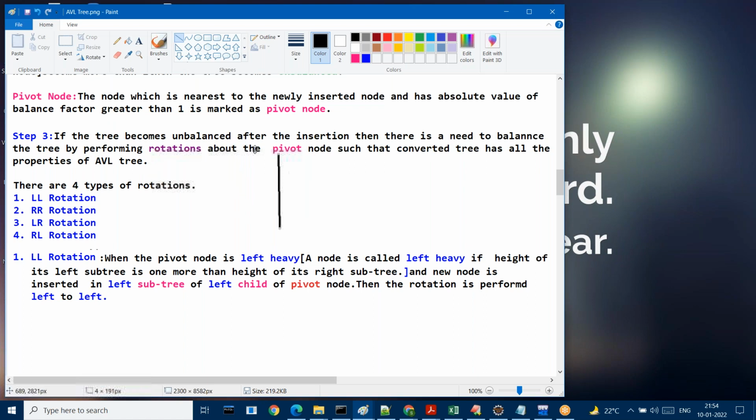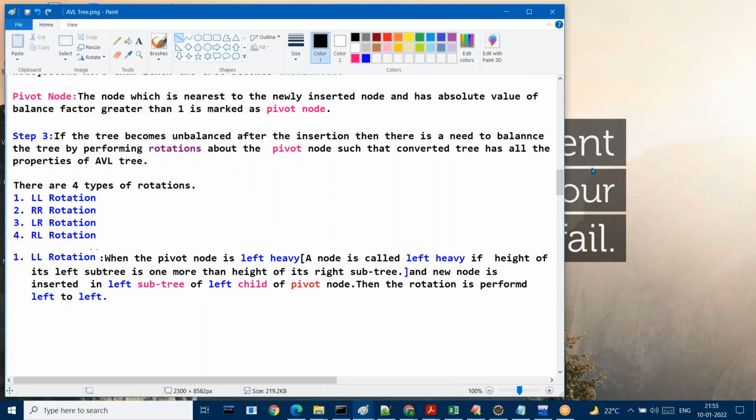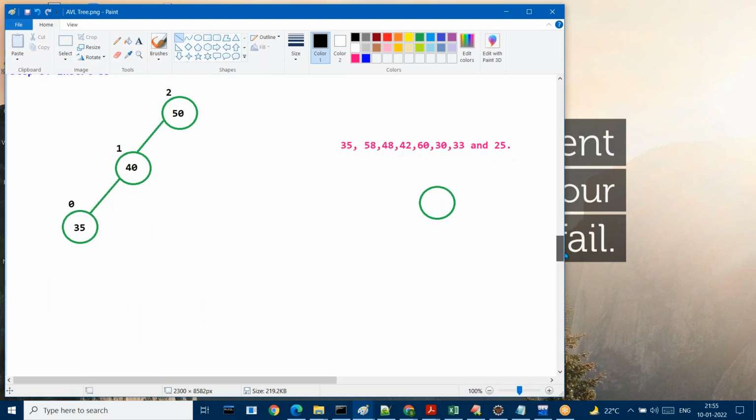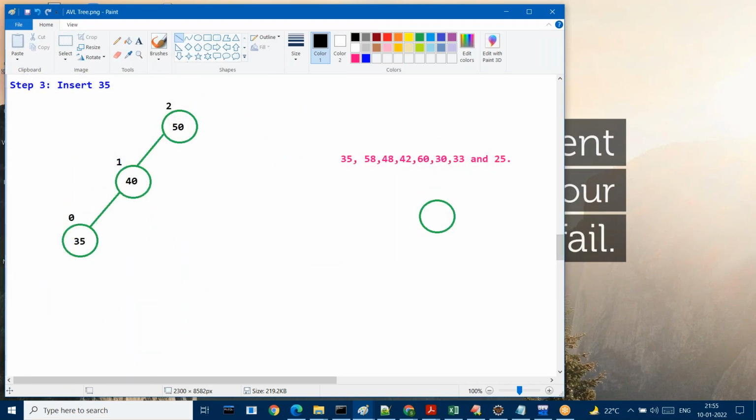Rotation will be done with respect to what, guys? About the pivot node. Sir, what is the pivot node? The node which is nearest to the newly inserted node and whose absolute value of balance factor is greater than 1 is marked as the pivot node. Tell me, guys, here who is your pivot? 50. Very, very good. Sir, 50 is my pivot.